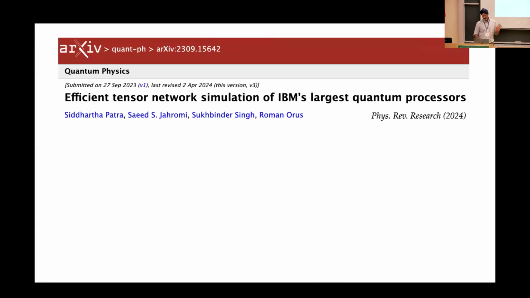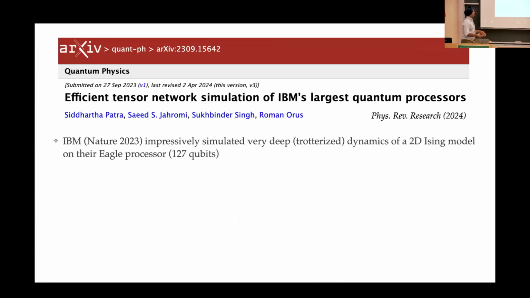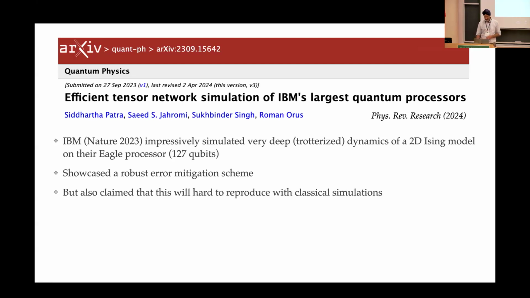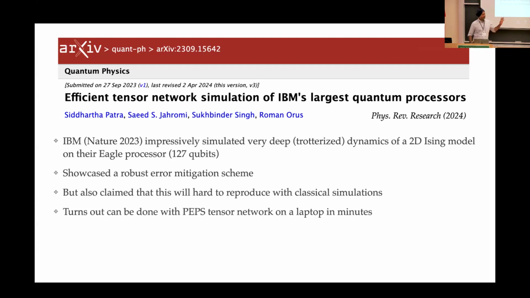Many of the ideas that I'll talk about here were also used in our previous work from last year. So the story for this work was: last year, IBM impressively simulated very deep dynamics of a 2D Ising model on the Eagle processor with 127 qubits. Their results showcased a robust and impressive error mitigation scheme, but they also claimed that this would be hard to reproduce with classical simulations. It turns out that this is not true. There were several rebuttals, including ours. We were able to reproduce their results using a tensor network on a laptop, in minutes.